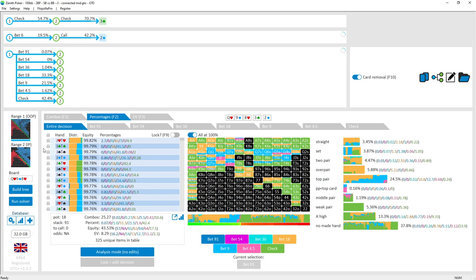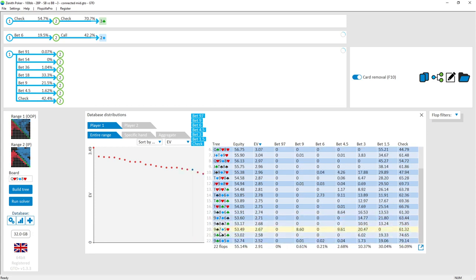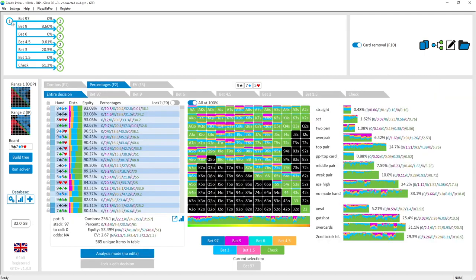Okay, so that's quickly looking at this kind of board. We'll move on to a different kind of board and then look at when we get 4 straights. So 9-7-5. It's going to be a lot of checking for both players here.